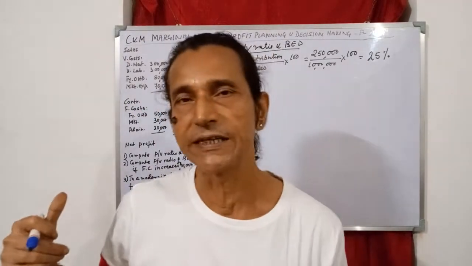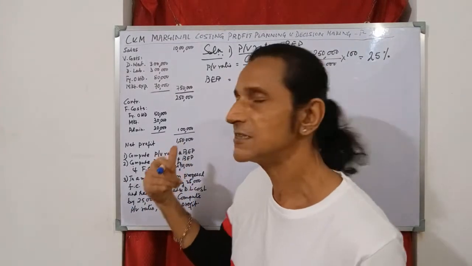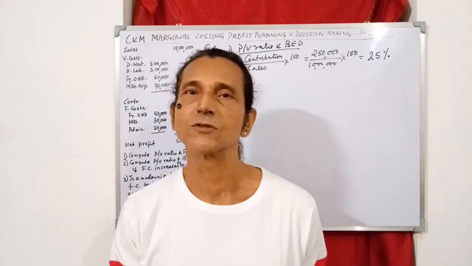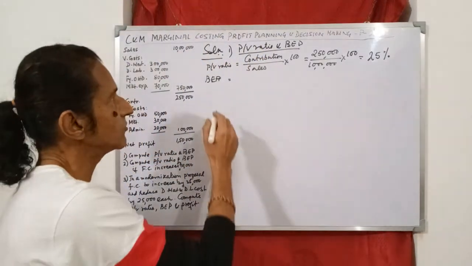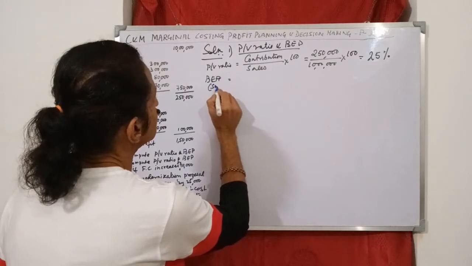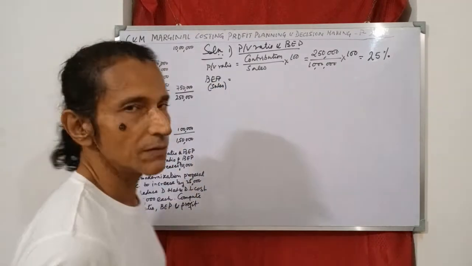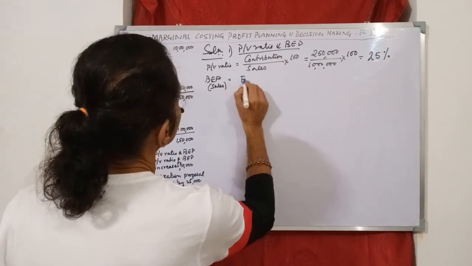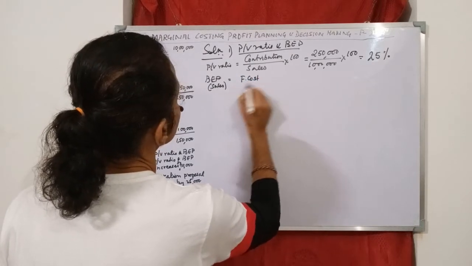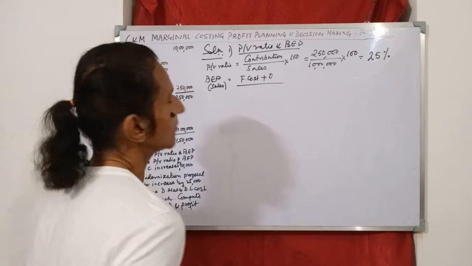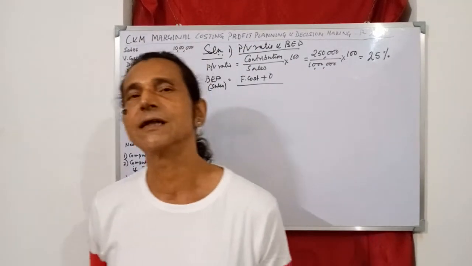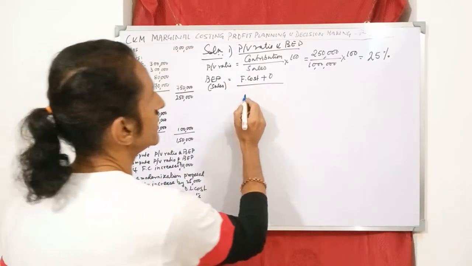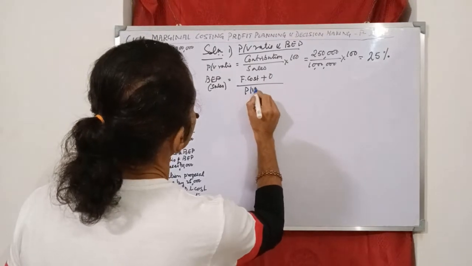Now look, since nothing is mentioned about number of units, we cannot find out the break-even point in terms of units. So we shall compute break-even point in terms of sales or money value. So break-even point in money value is fixed cost plus 0, because at break-even the firm is neither earning any profit nor incurring any loss. So fixed cost plus 0 by PV ratio.